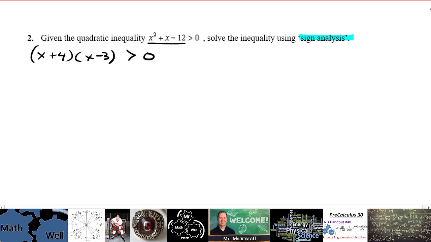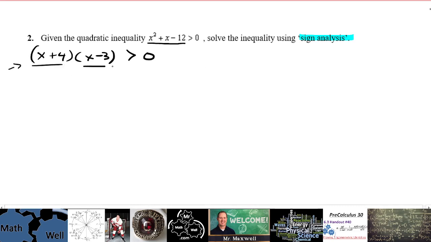In this question, I remember some of you just did not factor this correctly. So if you factored it as like x plus 12 times x minus 1, sorry, that's incorrect. Everything else is going to be wrong. I will give you partial credit if you do the sign analysis correctly with an incorrect factorization, but you won't get full marks, right? You're going to get dinged on that. So you got to start off with the right factors.